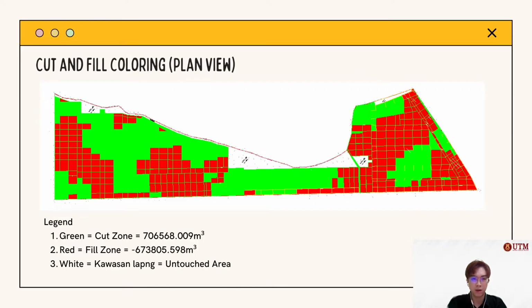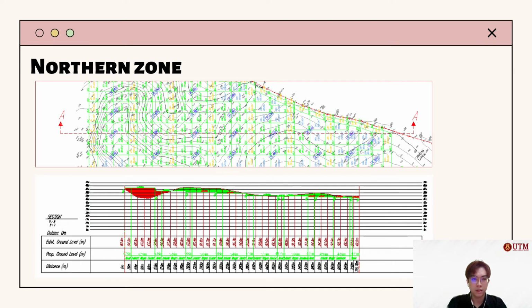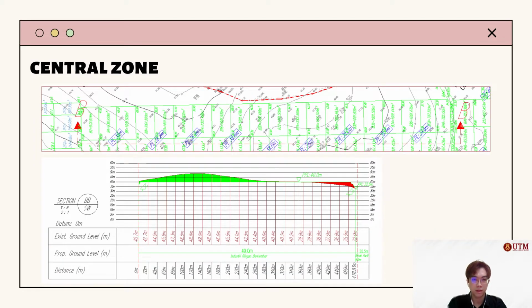This is cut and fill coloring. Green color indicates cut zone, red color indicates fill zone, and white color indicates free space, which is also an untouched area. Cross-sectional view. This is the cross-section of northern zone. Similarly, green color indicates cut and red color indicates fill. This is central zone. This is southern zone.